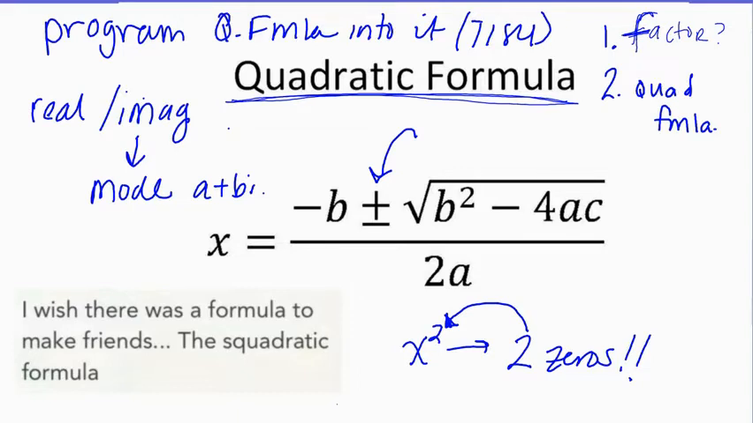So the quadratic formula is x equals negative b plus or minus the square root of b squared minus 4ac, over 2a. If you go on YouTube, there are songs to help you memorize this. It goes to Pop Goes the Weasel, and you can easily memorize it.